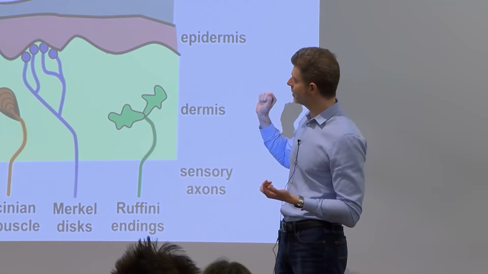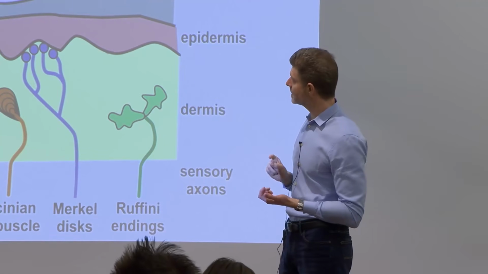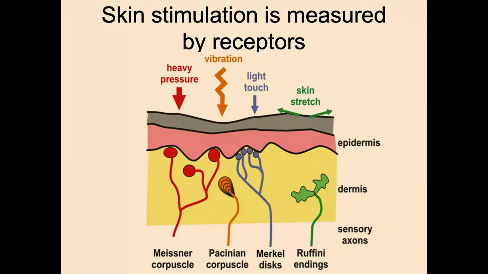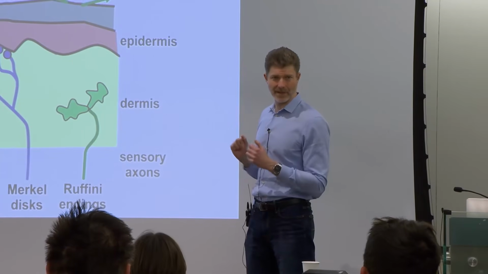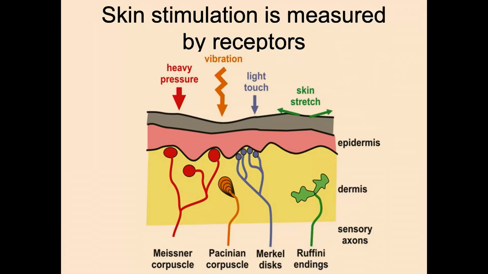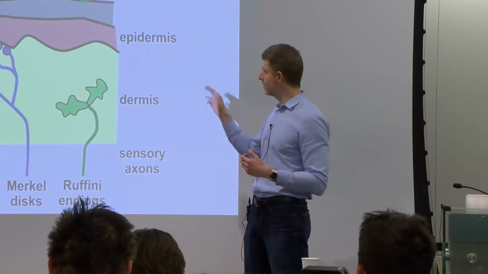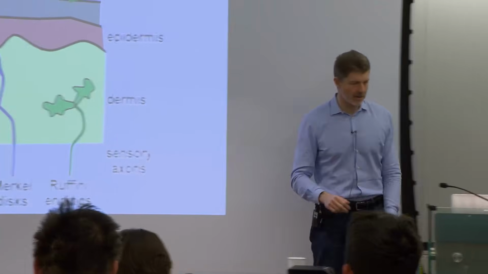So there are different kinds of mechanical stimulation that these things will sense. And the color coding here, and the color coding of the receptors, is supposed to indicate that the different types of receptors are differentially sensitive to different types of stimulation. So you can have heavy pressure, you can have vibration, you can have light touch, you can have stretching of the skin, and these different types of receptors are maximally sensitive to each of those.